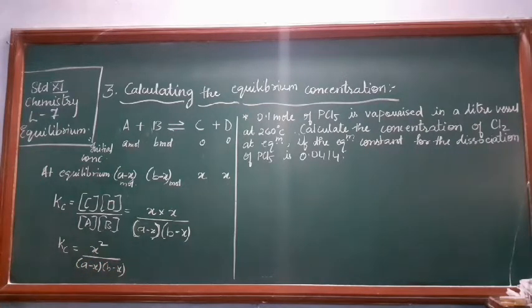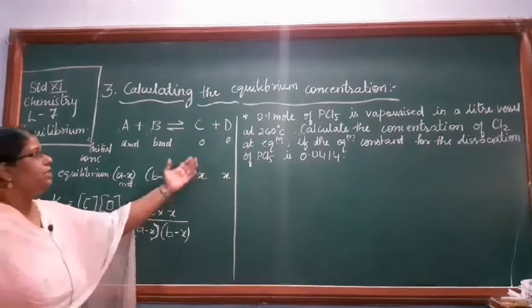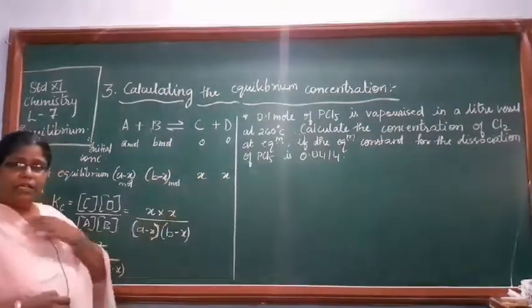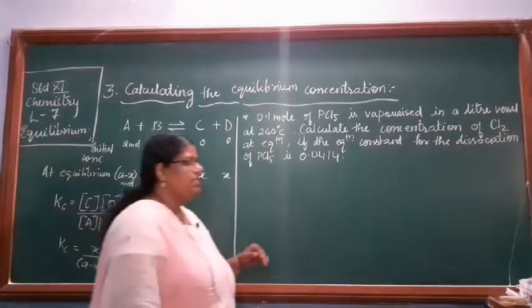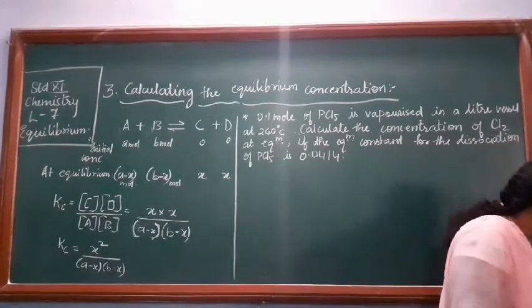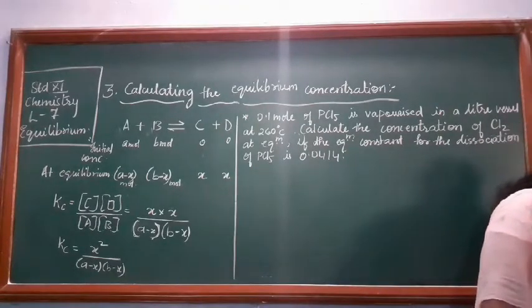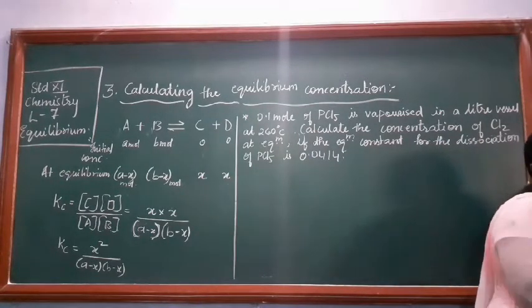So in this way, when we know Kc, then we can find out the value of x. Here x is only the concentration of C and D at equilibrium. So you can find out that. If we do a sum, then you can understand it better. So we'll do a sum. Okay, so let us do it.